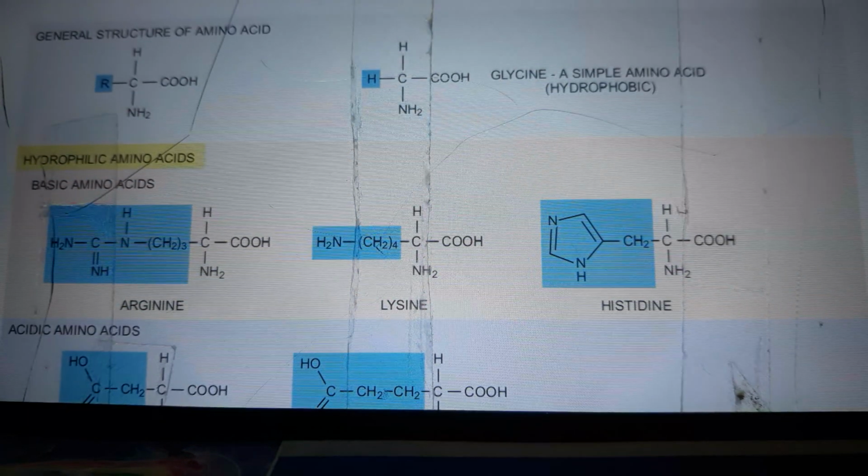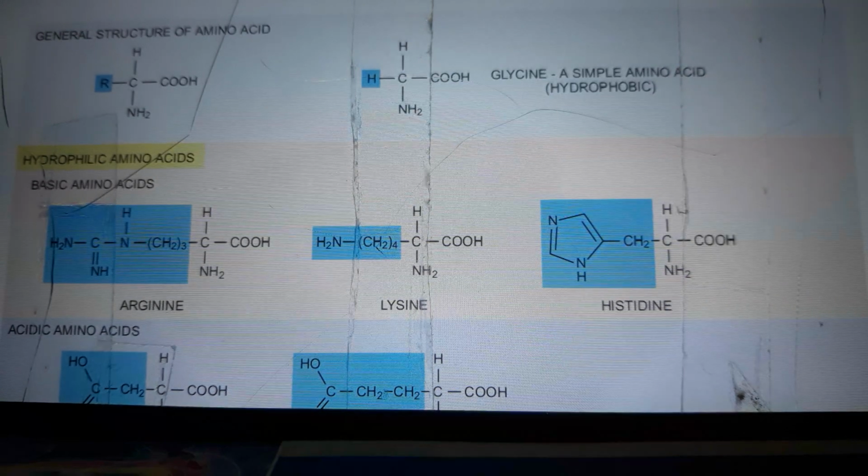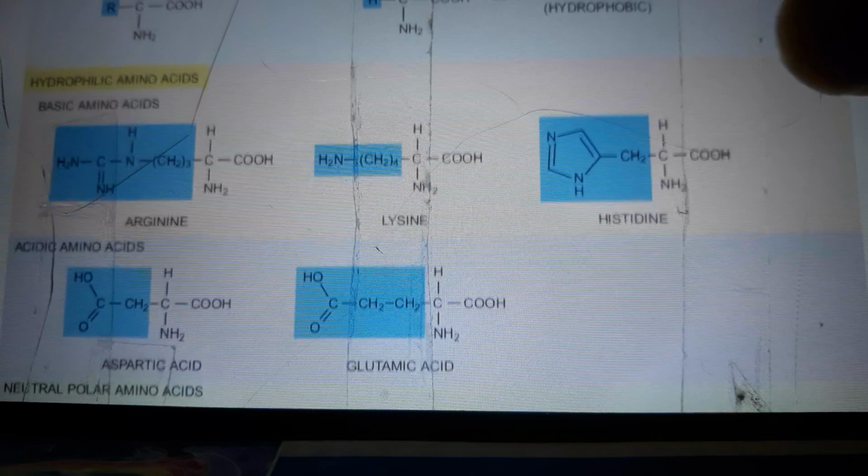So general structure of amino acids. R, the H, the NH2 and COOH. This whole thing is an amino acid, right? A simple amino acid which is hydrophobic. Hydrophobic is it doesn't like water, repels. Hydrophilic.